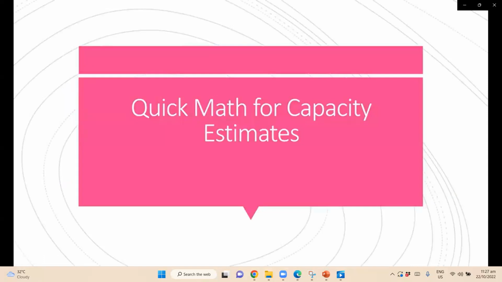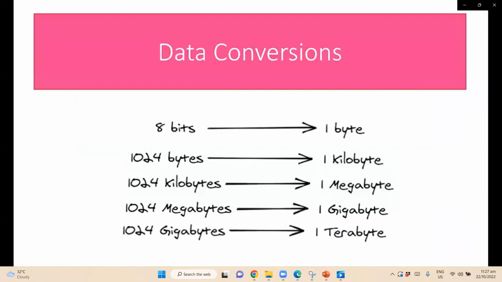Next up, we're going to go over some quick math for making capacity estimates so that you can get a rough figure of the type of resources and server amounts you're going to need. First up are some basic data conversions.